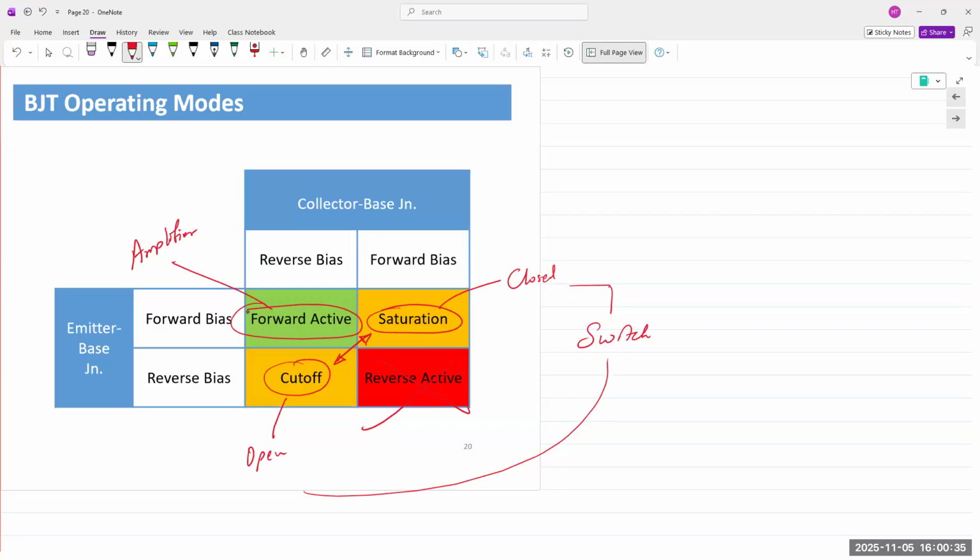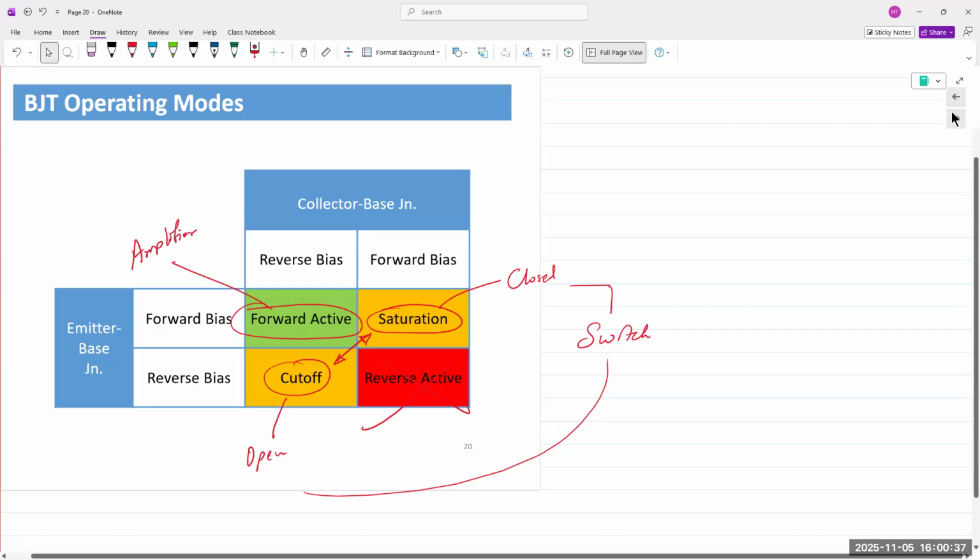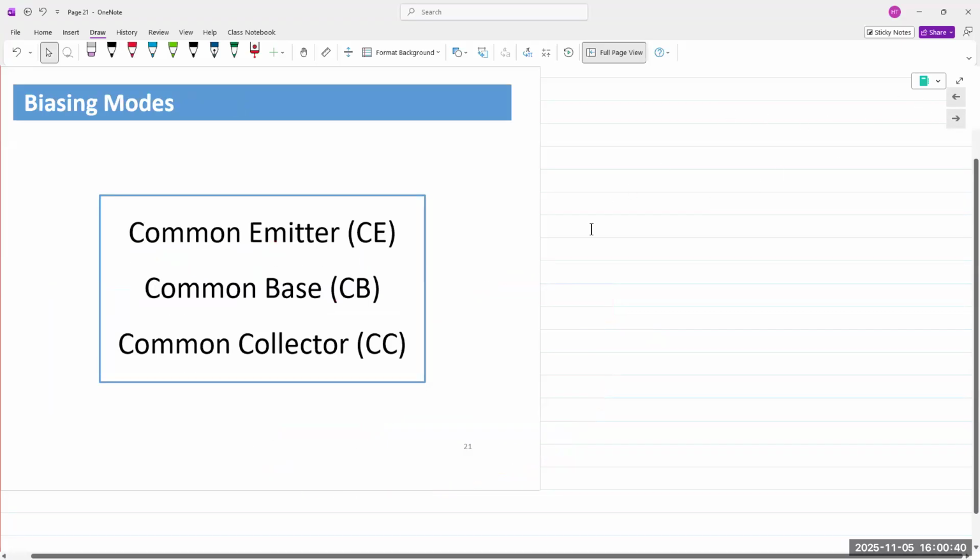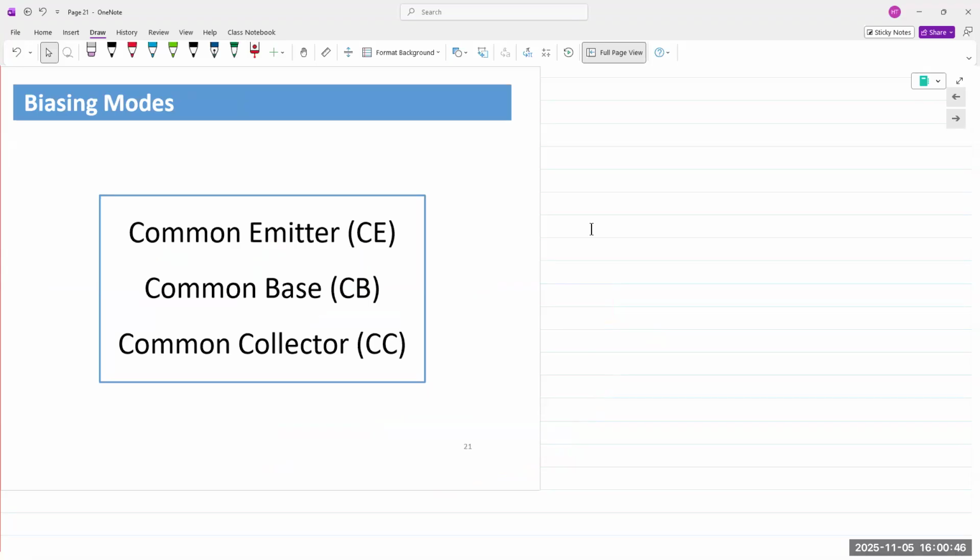The bell rings. And so I will say we'll end class here today. And it's actually the perfect segue right there. We'll pick up with biasing modes from Friday onward.